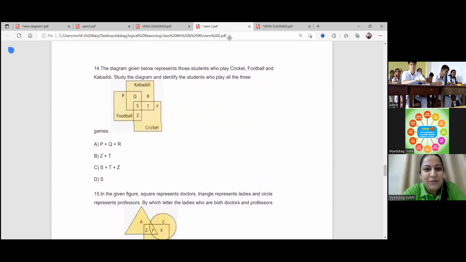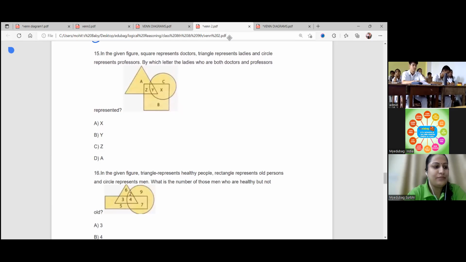Okay. The diagram given below represents those students who play cricket, football, and kabaddi. Study the diagram and identify the students who play all the three games. It is the fourth one, right? Now the fifth one. In the given figure, square represents doctor, triangle represents ladies, and circle represents professors. By which letter are the ladies who are both doctors and professors represented? Yeah, it is B. Correct.